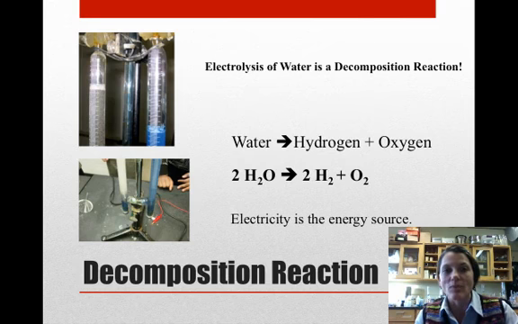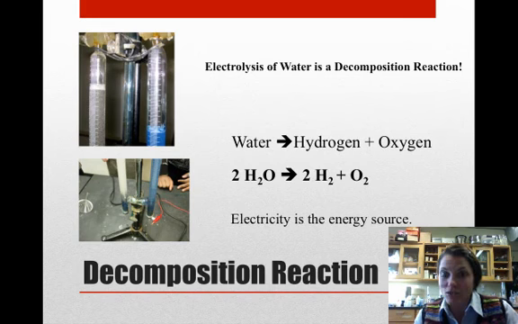So you can see in the top picture that the gas tube on the right has twice as much gas in it as the tube on the left. So that's obviously the one on the right is the hydrogen and the one on the left is the oxygen, which correlates with the coefficients in the balanced equation.